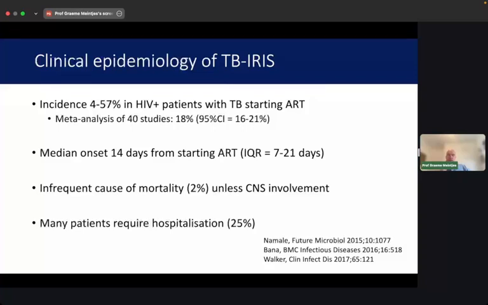The typical onset time, the average time to onset, is 14 days after starting ART, with an interquartile range of 7 to 21 days. So it's typically within 1 to 3 weeks that the symptoms begin.